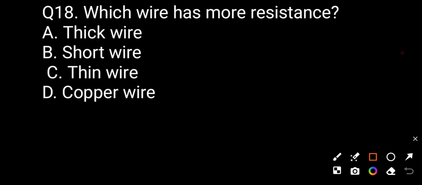Question number 18. Which wire has more resistance? Option A thick wire, option B short wire, option C thin wire, option D copper wire. Correct answer will be thin wire.